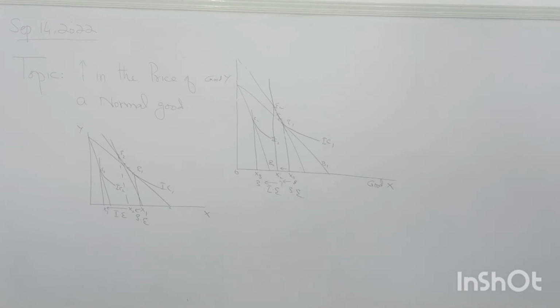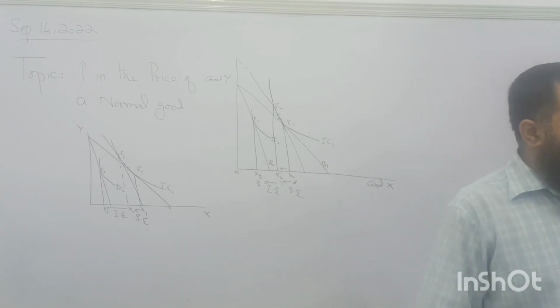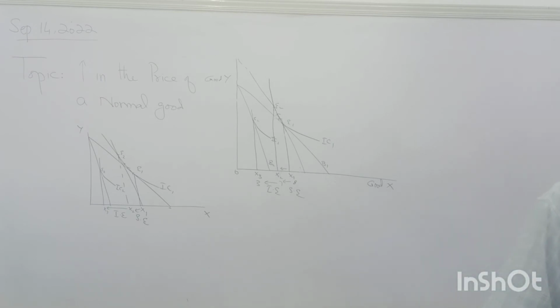which I said to you is the ordinal approach. Ordinal means we are not measuring utility in terms of numbers. Rather, we assume that the consumers are ranking the goods according to their preferences. Clear? So, can I say this is a more realistic model of consumer behavior than the previous cardinal approach?